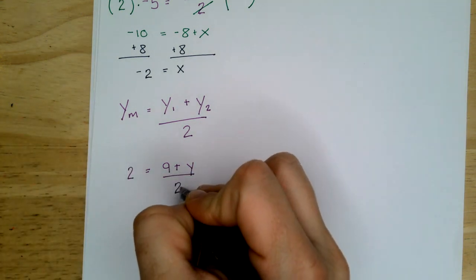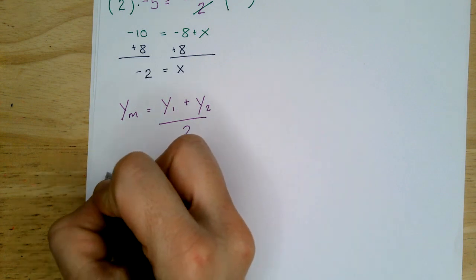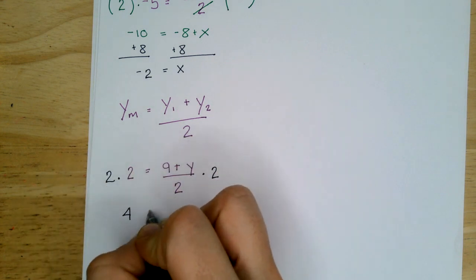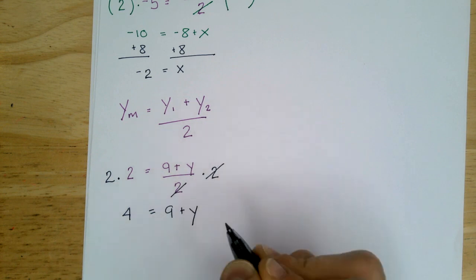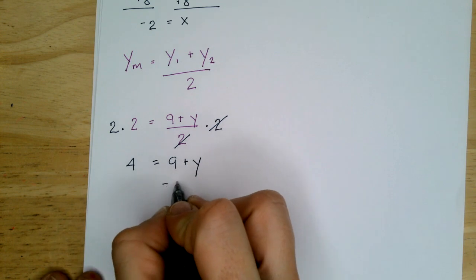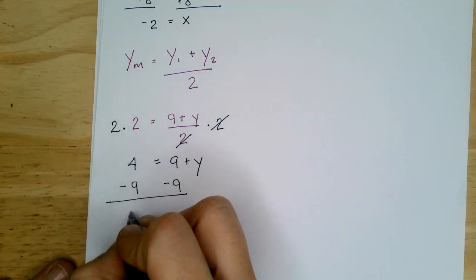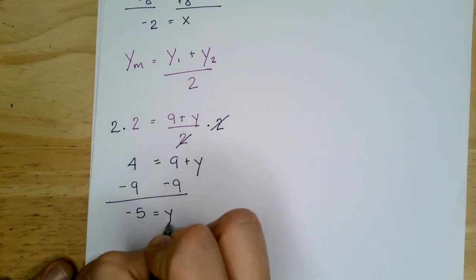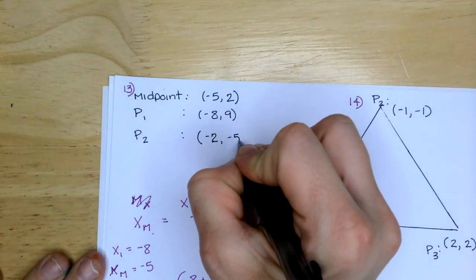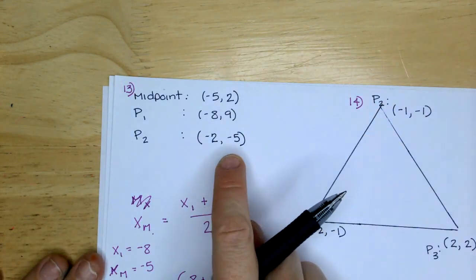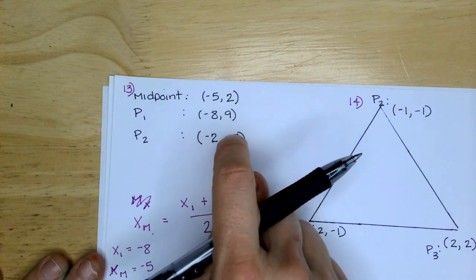Exact same order. Since it's being divided by 2, I'm going to multiply by 2. Anything I do to this side, I have to do to the other side. 2 times 2 is 4. 4 is equal to 9 plus y. Subtract 9, subtract 9. 4 minus 9 is -5. So the second point is (-2, -5). If you put each of these into Desmos, this one should be between these two.